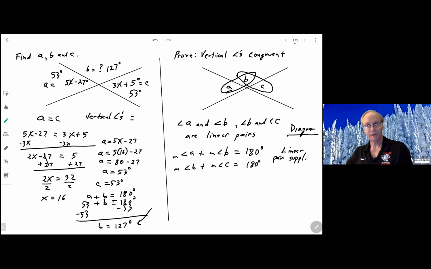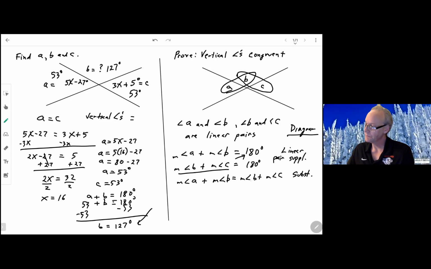And I'm now going to do substitution. So I'm going to put angle B plus angle C instead of the 180 degrees. So I have the measure of angle A plus the measure of angle B is equal to the measure of angle B plus the measure of angle C. And I just did substitution. And now I can subtract the measure of angle B from both sides.